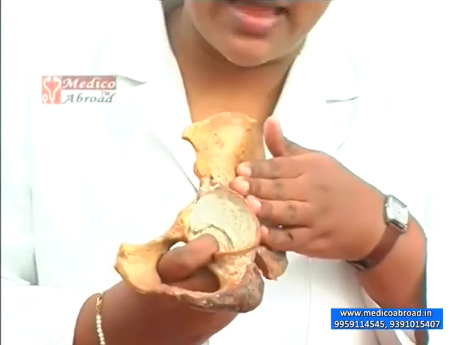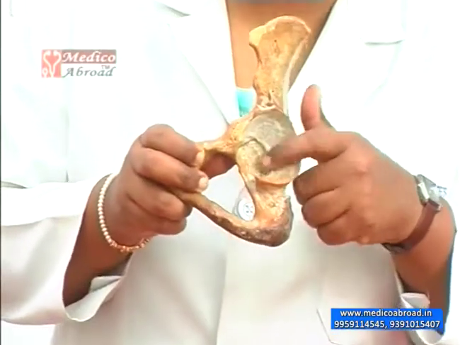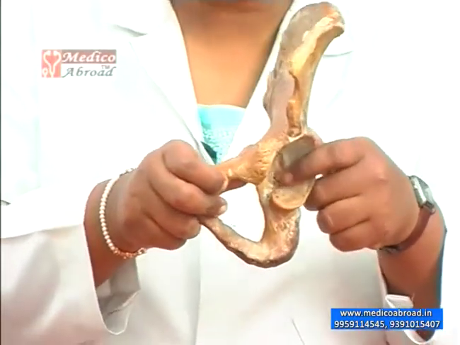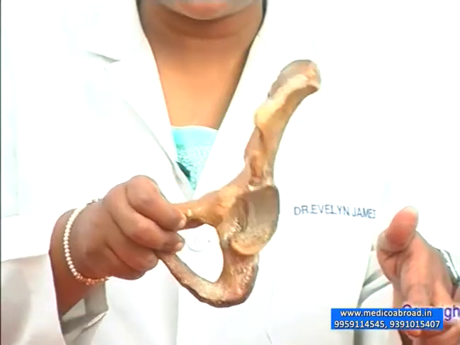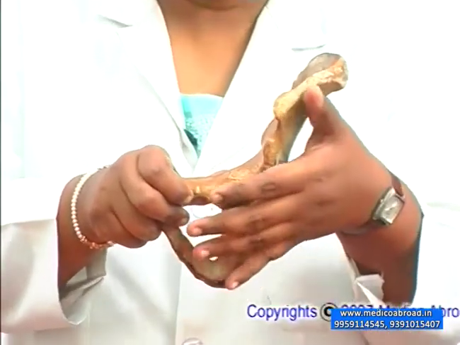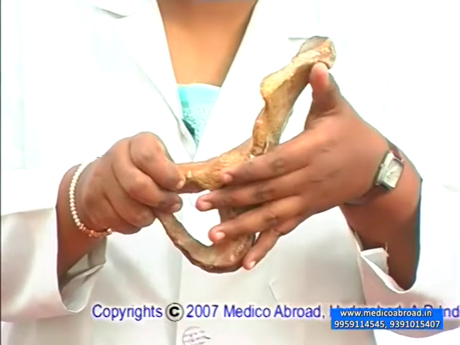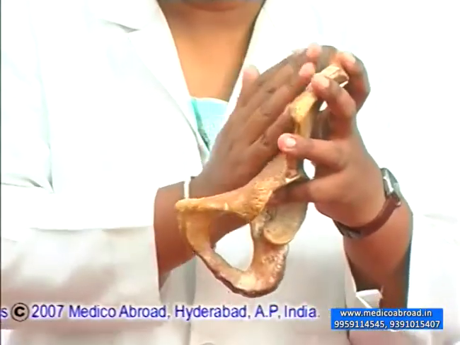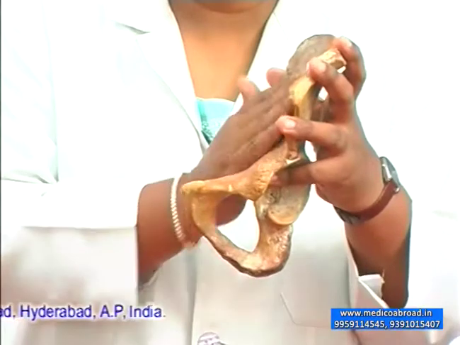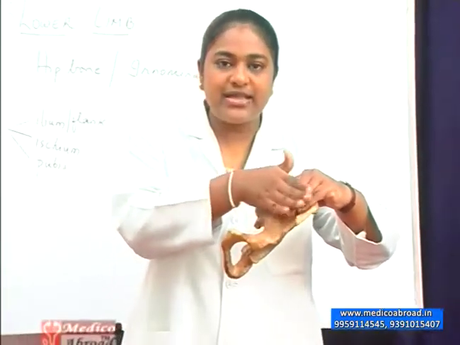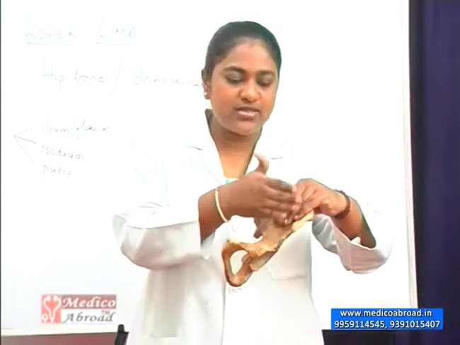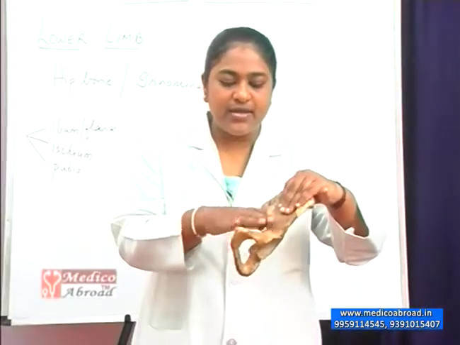This is your acetabulum. It's directed laterally, forwards and downwards. This is how it is directed. This is the outer surface of the hip bone. This is the inner surface of the hip bone. Now as you can see, this is a wide expanded area.